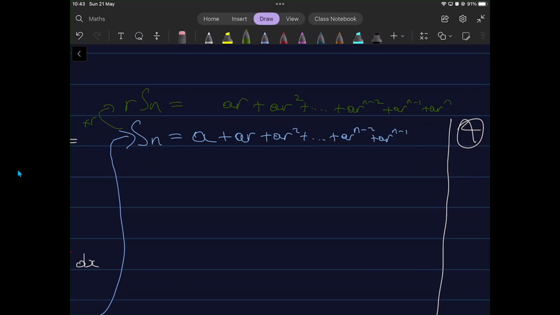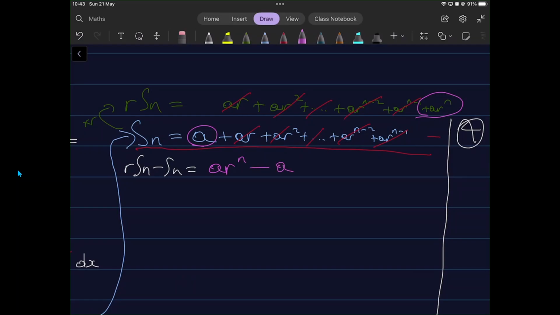And let us treat these two lines as almost simultaneous equations. So let's find the difference between them. So that rSn minus Sn is equal to, well, this cancels out with that, this cancels out with that, all of these terms cancel out with those terms, ar to the n minus 2, all these cancel out, and you're left with this term minus this term. So you're left with ar to the power of n minus a.